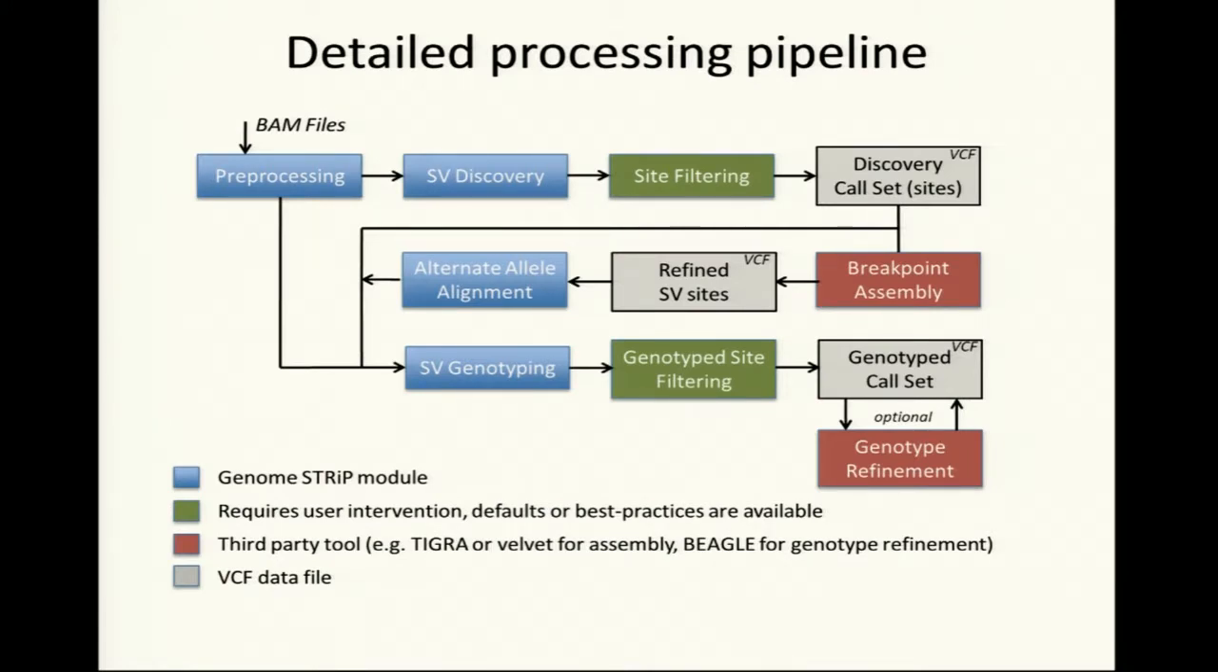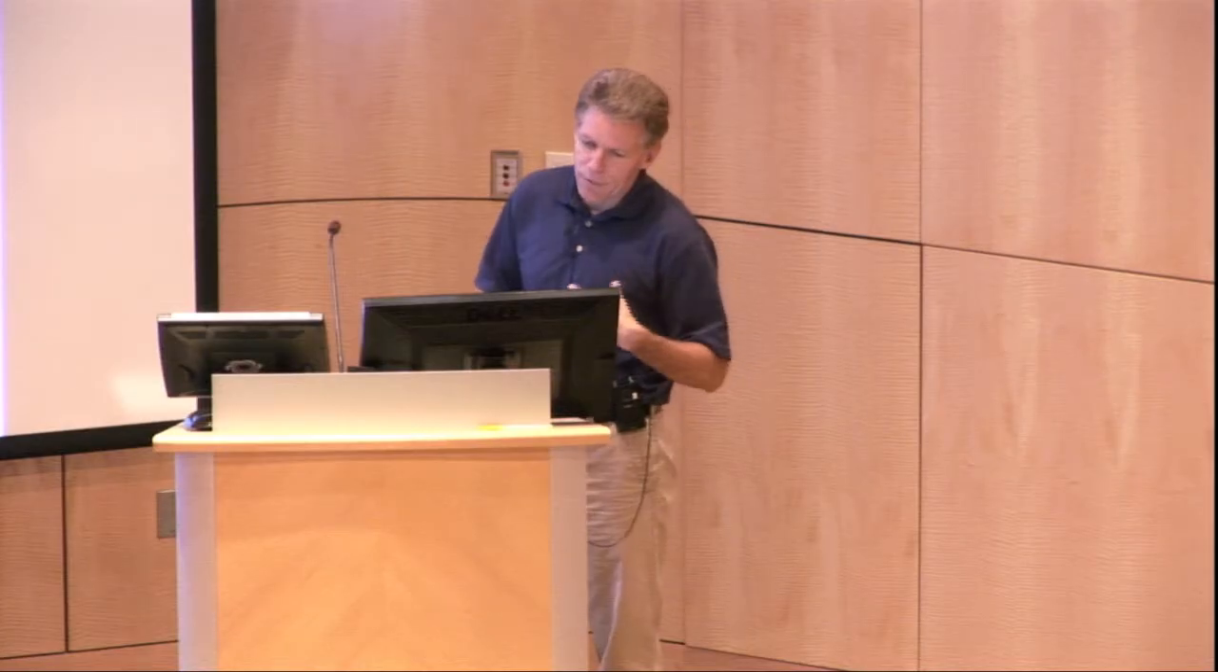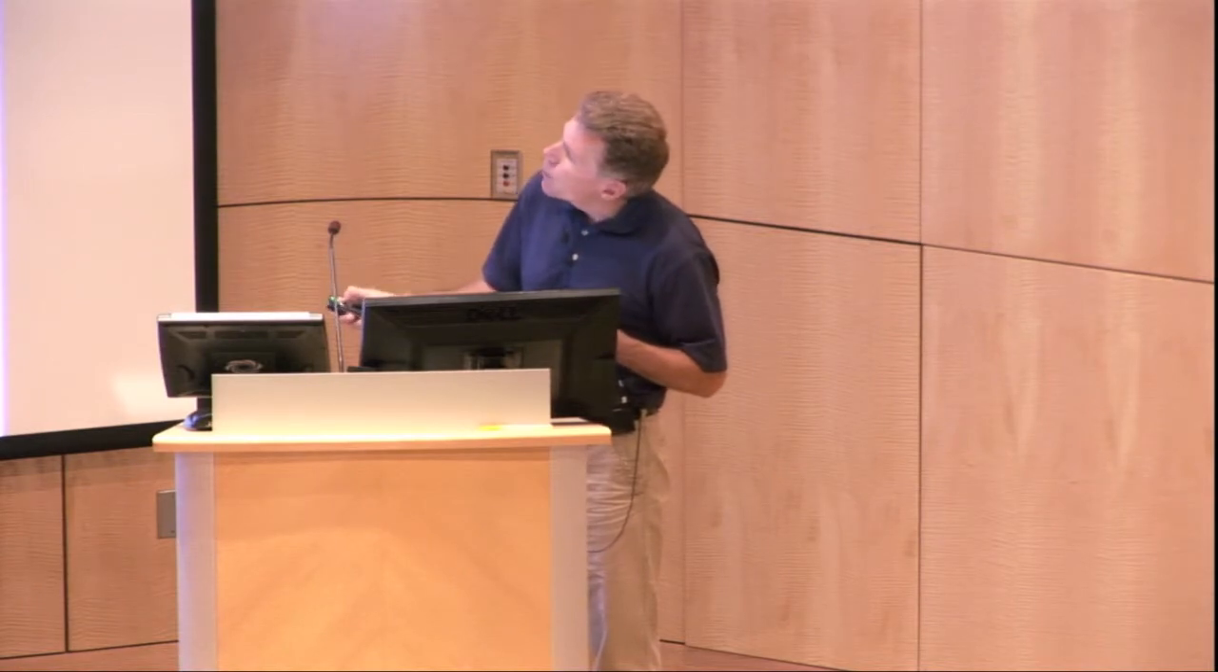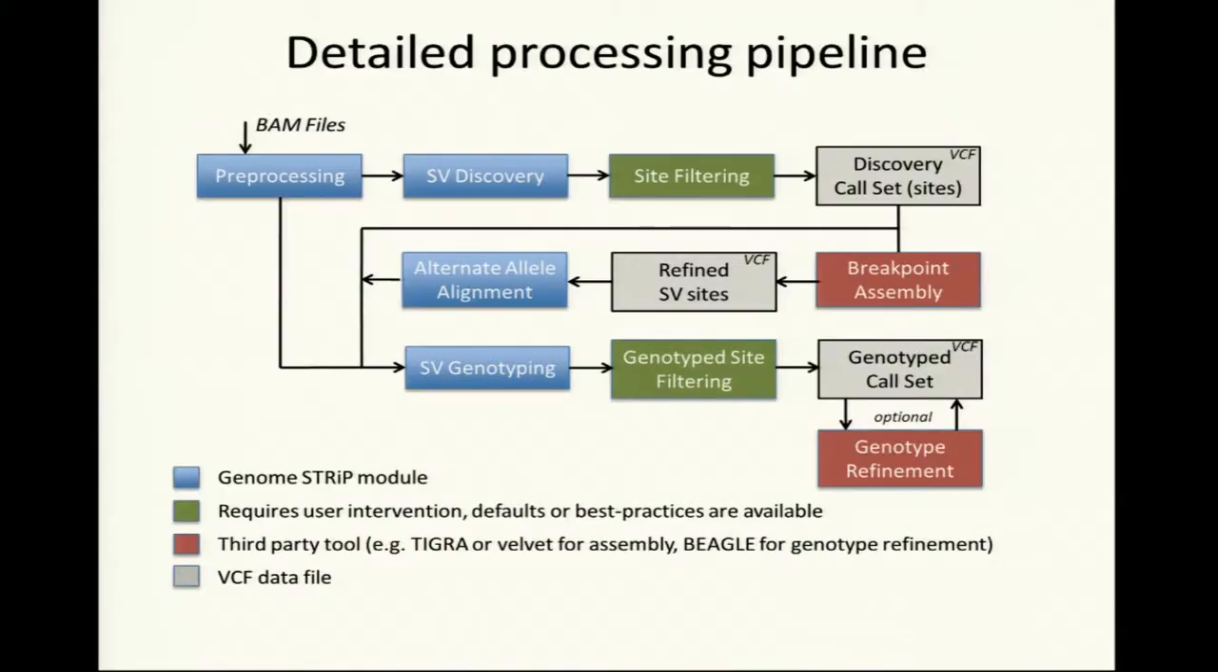So if you drill down one level and look at the next level of detail of the pipeline, there's this pre-processing phase where we take the BAM files and we pre-compute a lot of information that's used by later phases in the pipeline. There's this discovery pipeline you can run, and what you get out from discovery is a VCF file that has the polymorphic sites, but no genotypes for each sample.